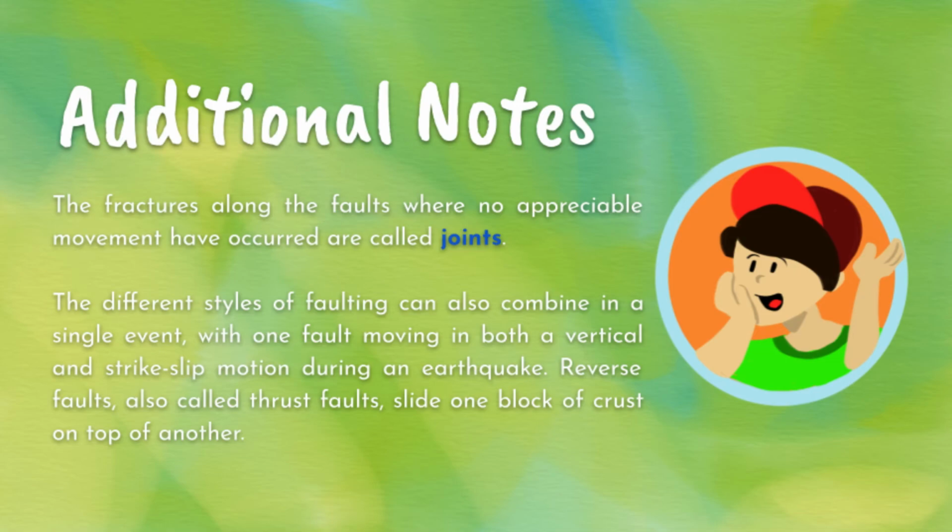The different styles of faulting can also combine in a single event with one fault moving in both a vertical and a strike slip motion during an earthquake. Reverse faults, also called thrust faults, slide one block of crust on top of another.